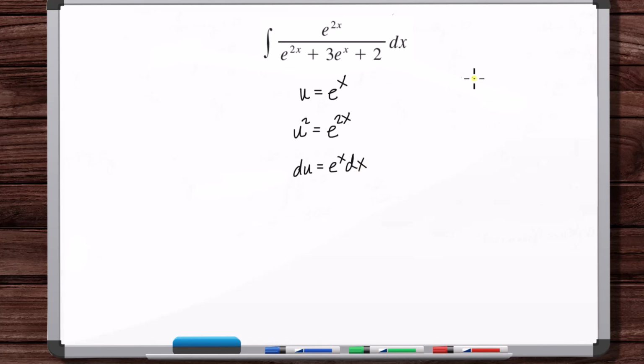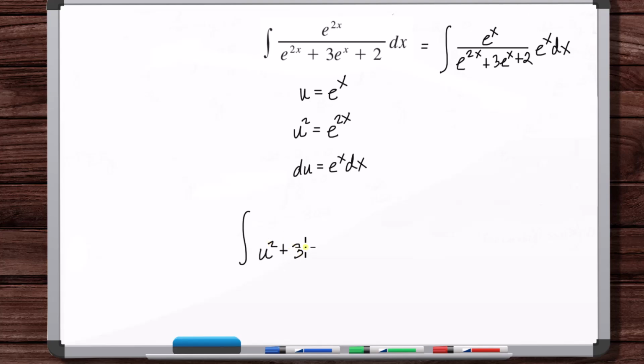Now we can write this e to the 2x plus 3 e to the x plus 2, and then e to the x times e to the x is e to the 2x, so we could do this. That's the same thing. And so what we've got is u squared plus 3u plus 2, and then u, and then du. There we go.